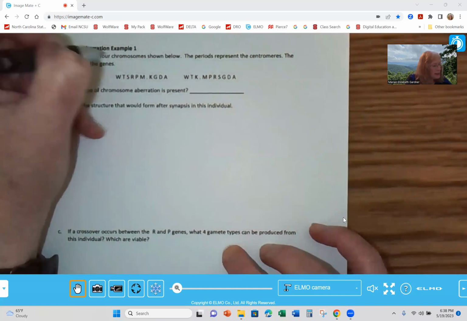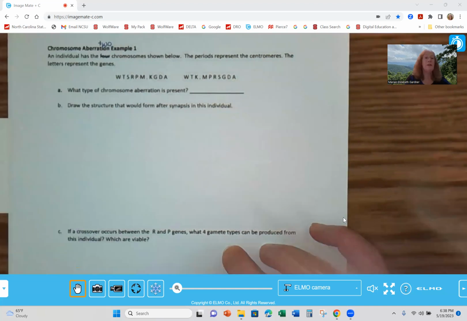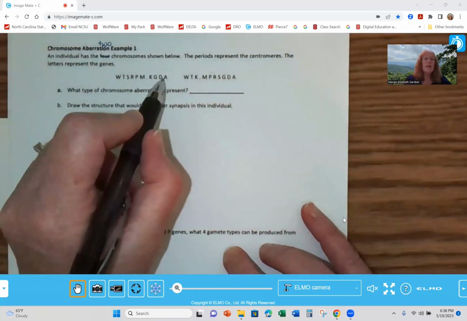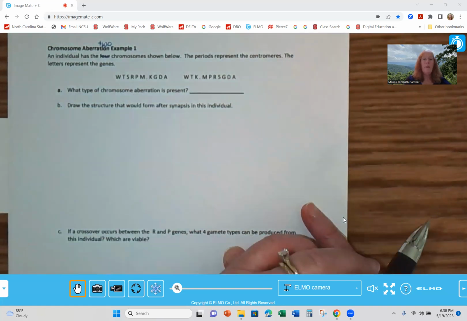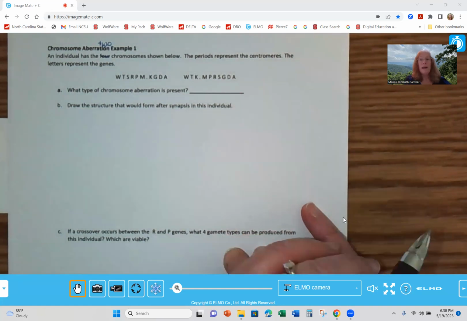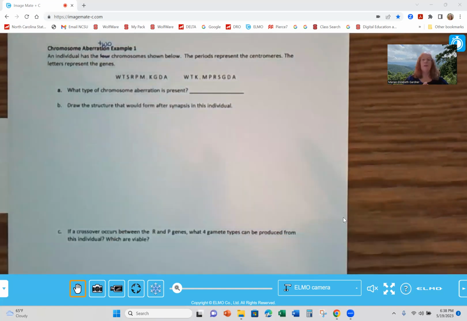Now let's look at this one. It says an individual has 4 chromosomes. I think there are only 2 chromosomes there. So it has the 2 chromosomes shown below. The periods represent the centromere. So the letters are the genes on the chromosomes, and the period is the centromere. We want to figure out what type of aberration is present. Well, since there are only 2 chromosomes, we know it's not going to be a reciprocal translocation, or even a non-reciprocal or a Robertsonian translocation. So that leaves duplications, deletions, and inversions.